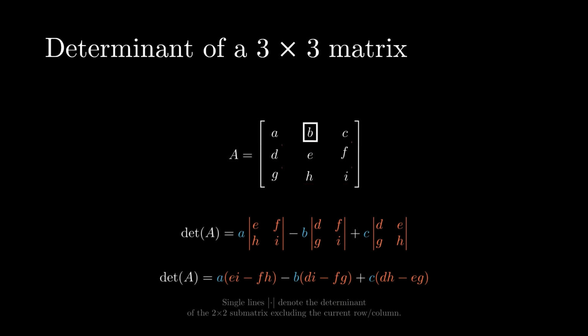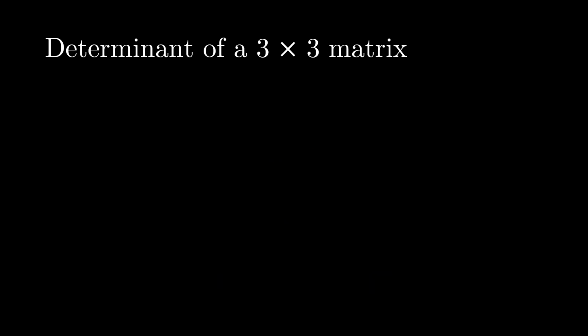You will then see this with B. The ones that aren't in any row or column of B are D, F, G, and I, and same with C. D, E, G, and H are the ones which are not in the same row and column as it.